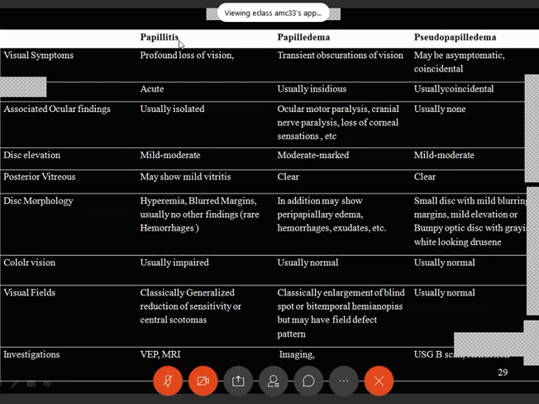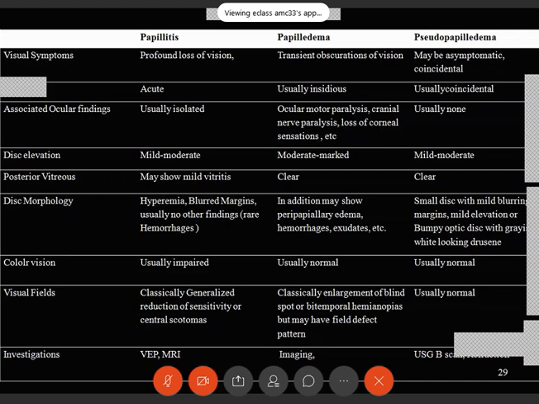Papillitis is inflammation of the optic nerve. Papilledema is edema of the disc due to raised intracranial tension. In papilledema, there are also associated findings: oculomotor nerve paralysis, other cranial nerve paralysis, and loss of corneal sensation. Because raised intracranial tension can lead to other cranial nerve palsies, such as sixth cranial nerve palsy and third cranial nerve palsy, these are associated with papilledema.